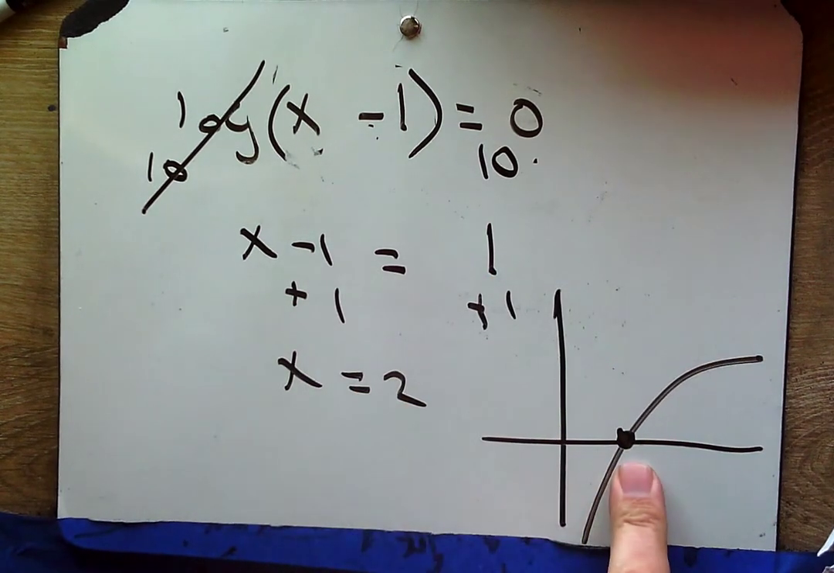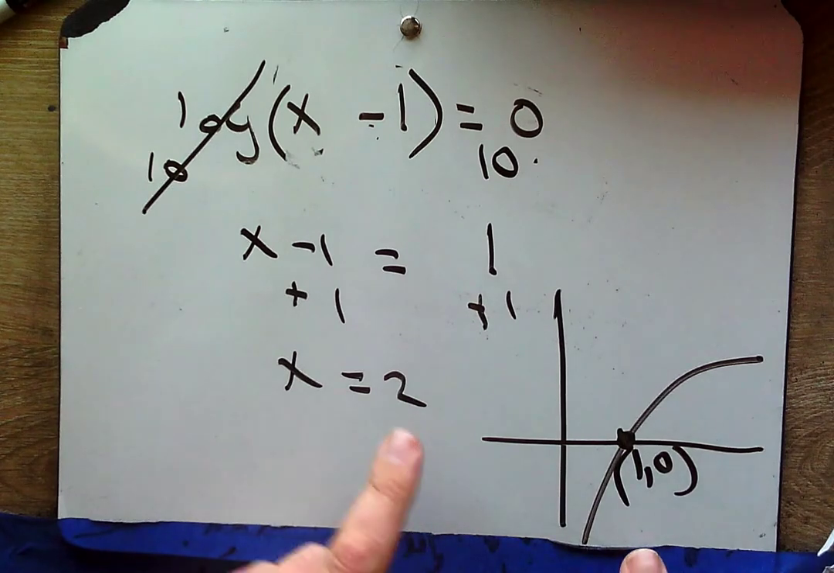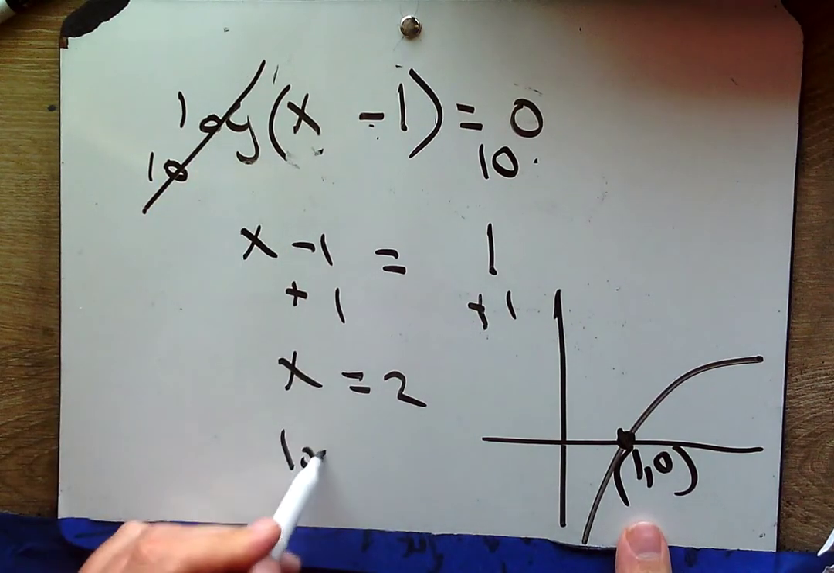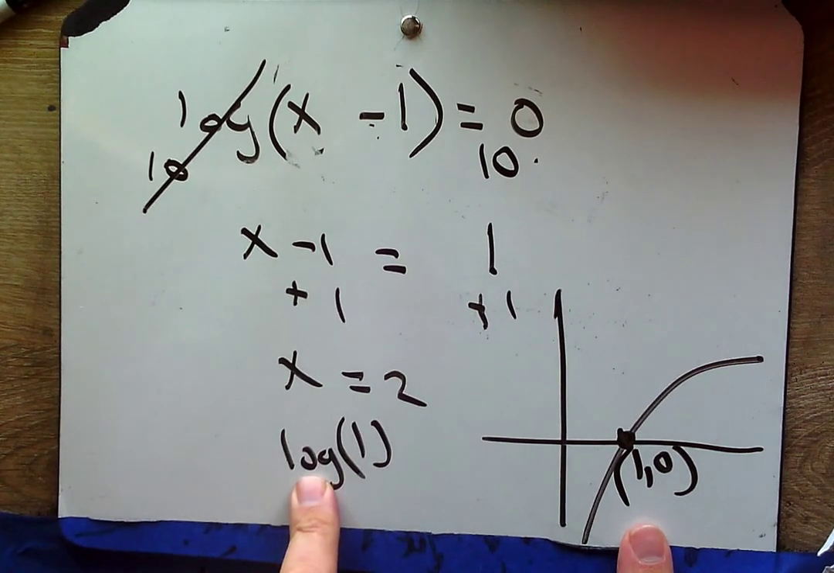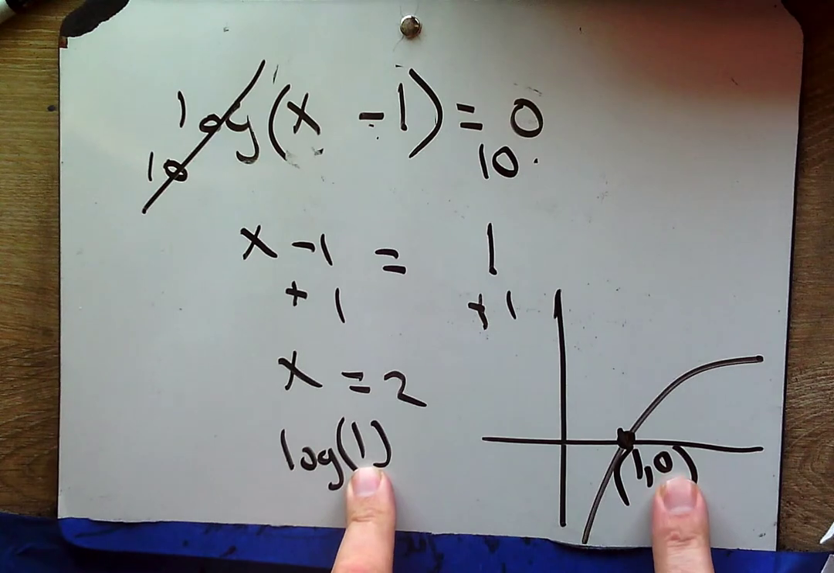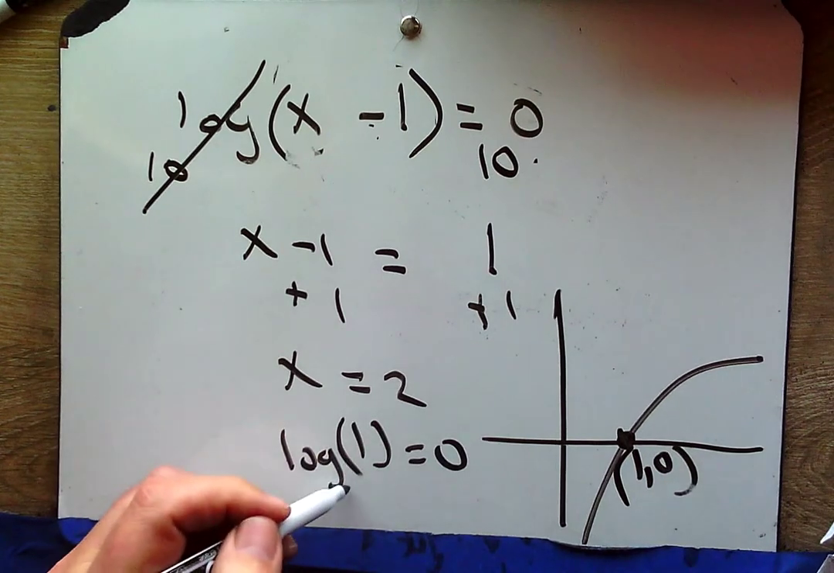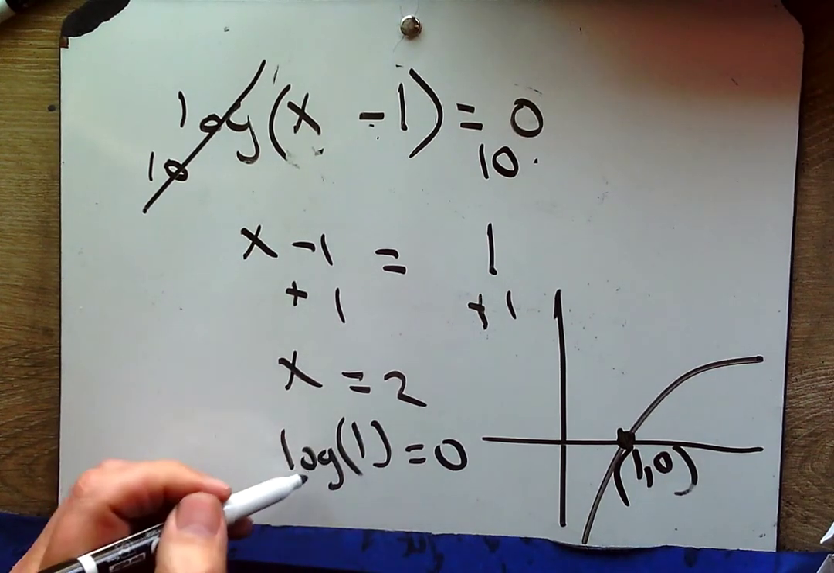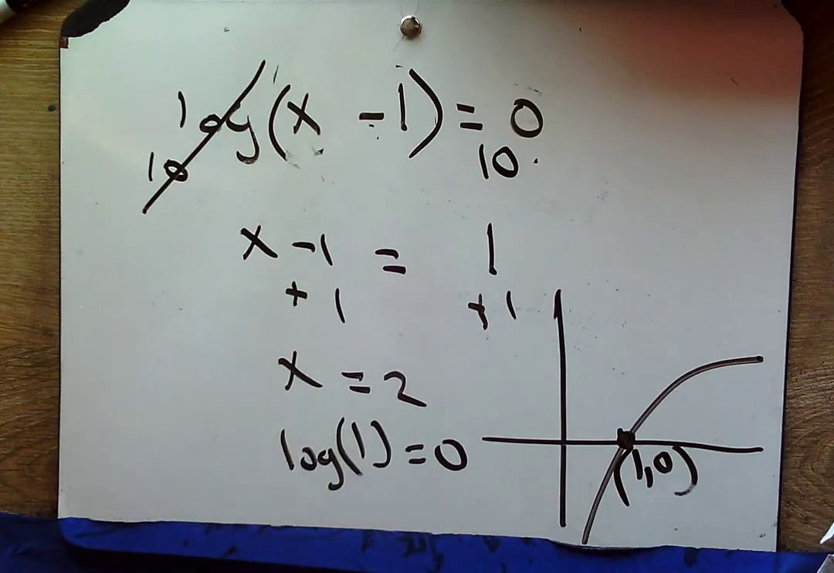What's the ordered pair here? 1, comma, 0. So if I have the log of 1, that's the y value on the log graph at x equals 1. The y value on the log graph at x equals 1 is 0. So log base 10 of 1 or log of 1 is both going to be 0.